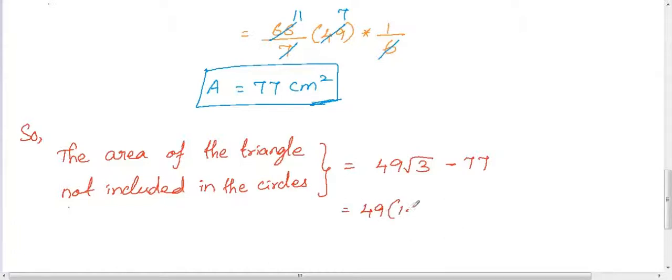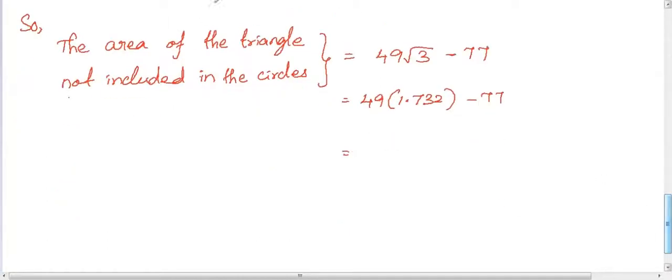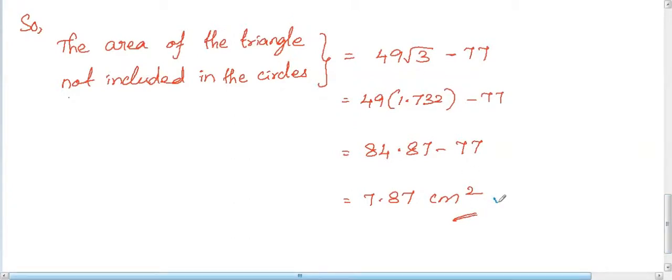And the square root 3 value is 1.732. So 49 times 1.732 becomes 84.87, minus 77, which is 7.87 centimeters square. So we can conclude that the area of the triangle not included in the circles is 7.87 centimeters square.